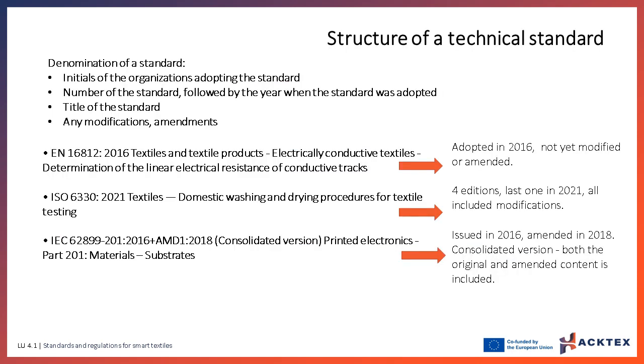All standards have a typical denomination which contains the initials of the organizations adopting the standard, the number of the standard, followed by the year when the standard was adopted, the title of the standard, describing clearly and succinctly the topic, and any modifications or amendments that were issued following its release. All modifications of the standard will be mentioned in the latest variant. Here are some examples of standards not yet modified, modified following several additions, and amended and consolidated.